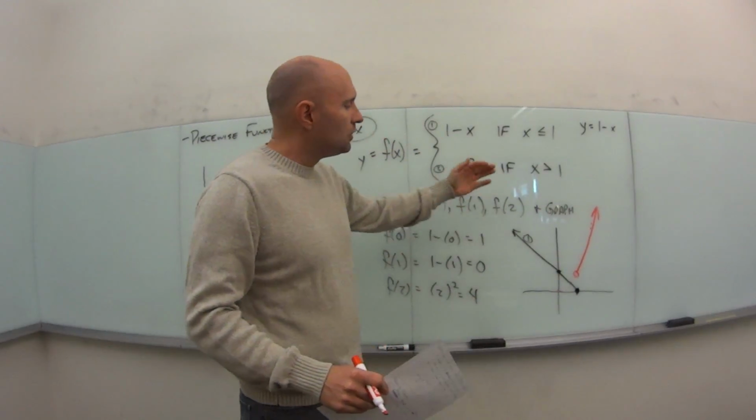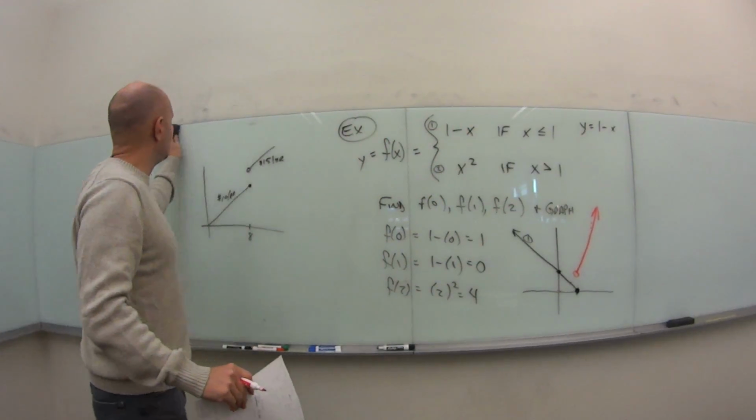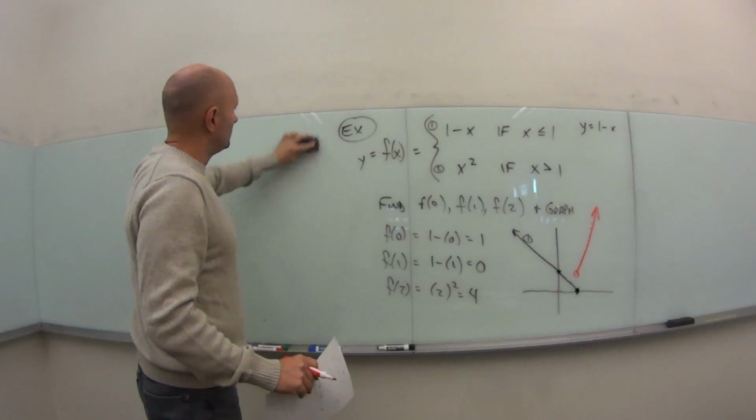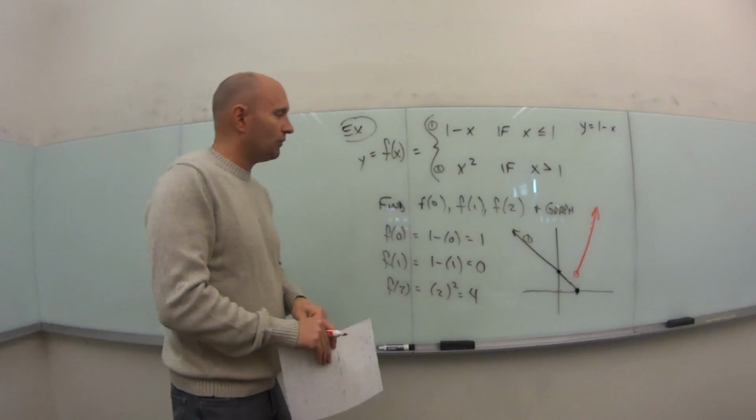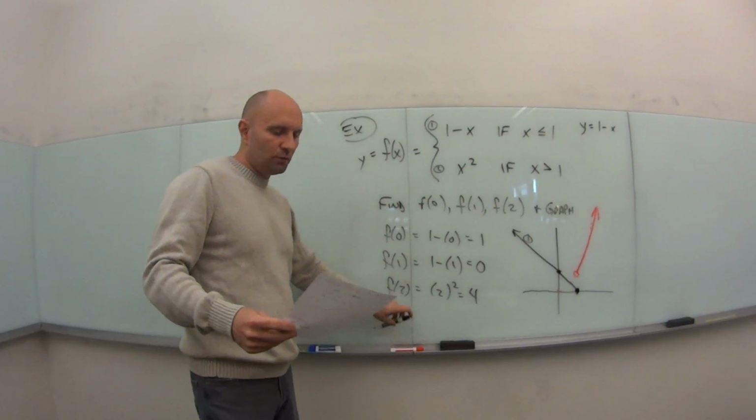So that should be your graph for this piecewise function. As you can see, 2 pieces representing different values depending where we're at within our domain. What's our value of x? Then we can figure out, all right, which equation are we supposed to be using?